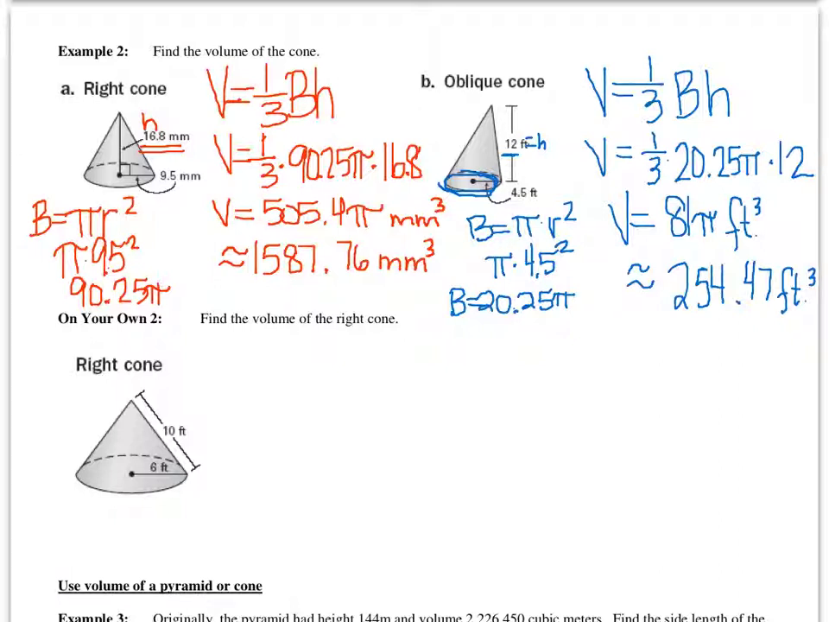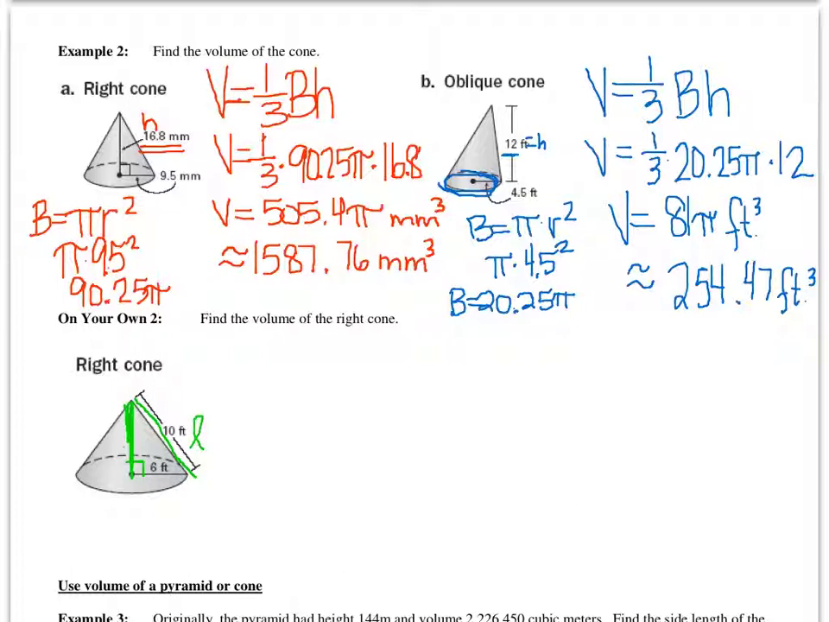Okay, on your own number 2, it says find the volume of the right cone. So we know we've got our radius, and this right here, that's my slant height. So since I have the slant height, I want to find this height right here. So I need to find that height, and this is a right triangle.